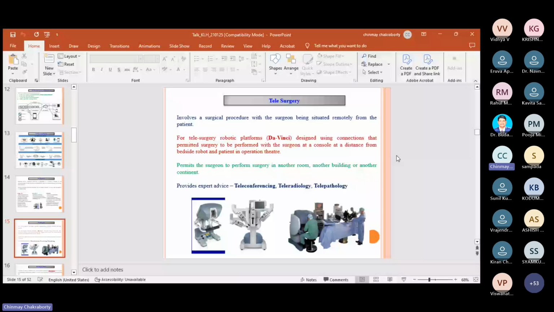As per the Da Vinci principle, surgery can be performed with the surgeon at a console, at a distance from the bedside robot and the patient in the operation theater. It permits the surgeon to perform the surgery from another room, another building, or another continent. They also provide expert advice like teleconferencing, teleradiology, and telepathology.